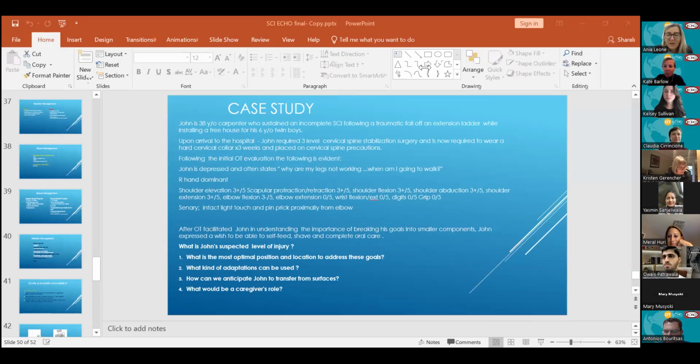Okay, is everybody pretty much back? I can't see on my portion, but so now we're going to go back in, thanks Kate, to the case study. We're going to go through each question and then we'll kind of break it up by groups. So the first one is, what is John's suspected level of injury? We'll start with Antonis. Did your group have a suspected level of injury?